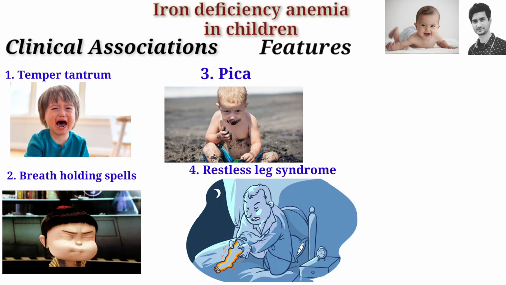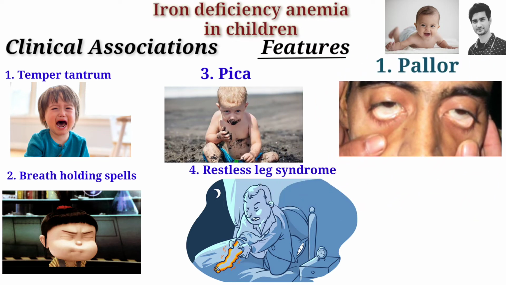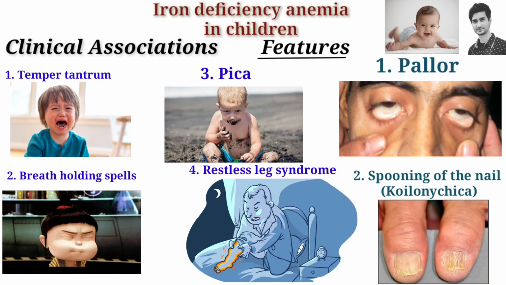Talking about the features, the number 1 feature is pallor. The second important feature of iron deficiency anemia is spooning of the nail, koilonychia.